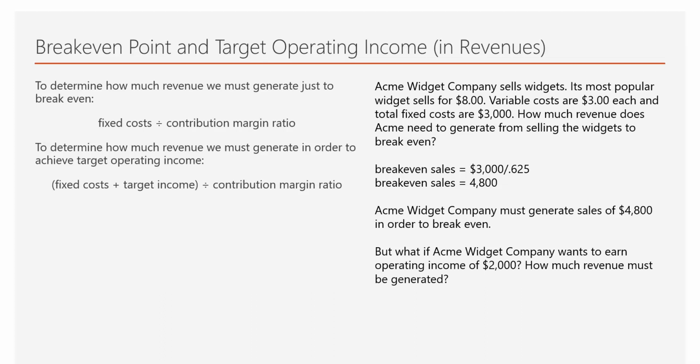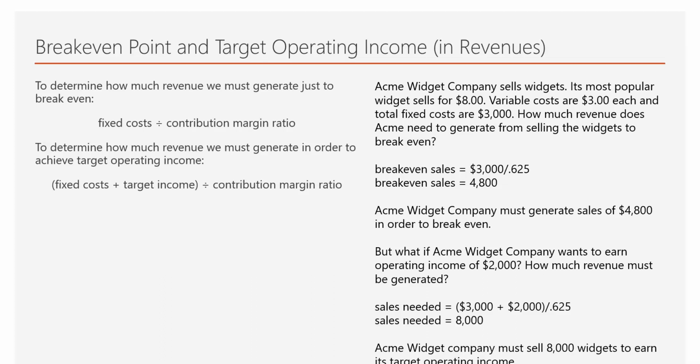But what if Acme Widget wants to earn operating income of $2,000? How much revenue must be generated? Again, I'm going to take my fixed costs plus my desired operating income. When I add those together, it's going to be $5,000. And I'm going to divide that by my contribution margin ratio, which we determined just a few seconds ago, of 0.625. In other words, 62.5% of that sales price represents contribution margin. So that's what contribution margin ratio represents. How much of the sales price represents contribution margin?